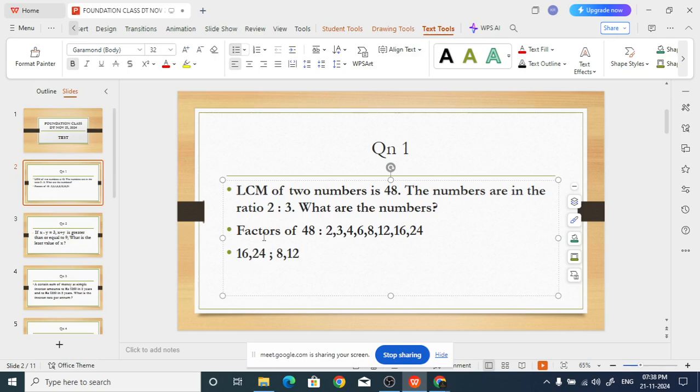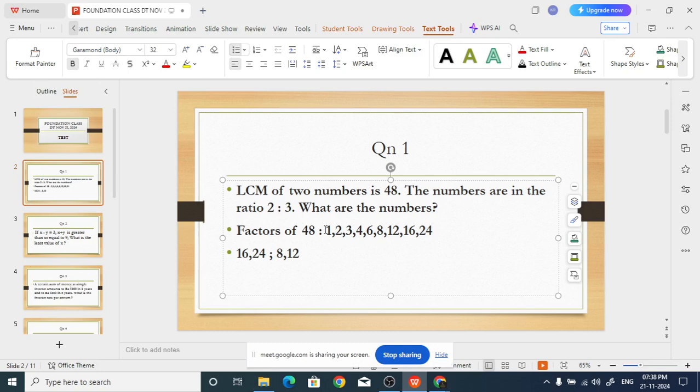So what I did was, we wrote the factors of 48: 1, 2, 3, 4, 6, 8, all these are factors, including 1. We took two factors which are in the ratio 2 is to 3. Sabari said it is 16 and 24. Yes, 16 and 24 are in the ratio 2 is to 3.